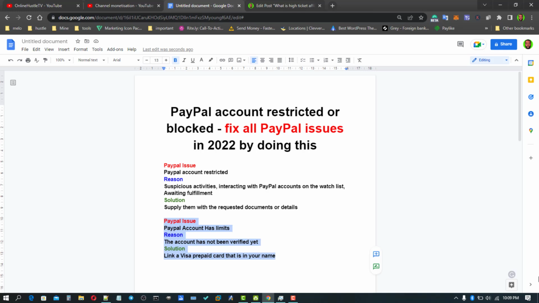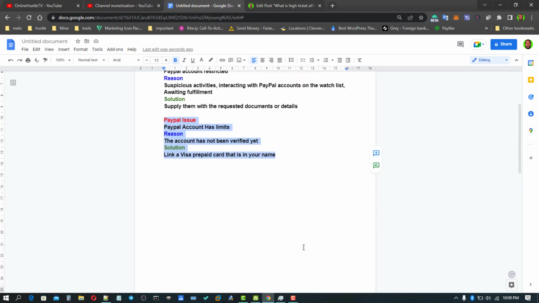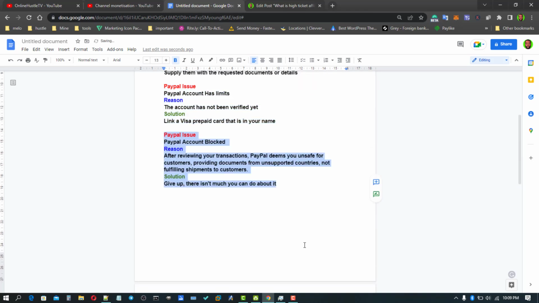For this, I highly recommend you link a Visa prepaid card to your PayPal. Since Visa is a very well-known and respected company, PayPal will accept a Visa card as a means of verification. Now after that, the next one on our list is PayPal account block.